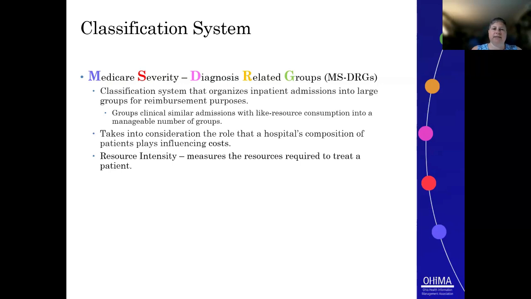The system takes into consideration the role that a hospital's composition of patients plays in influencing cost. So we like to say resource intensity, and we'll ask, what's the resource intensity of the admission or of the MS-DRG group itself? What we're doing is measuring the resources required to treat patients that have similar clinical conditions and perhaps surgical needs.